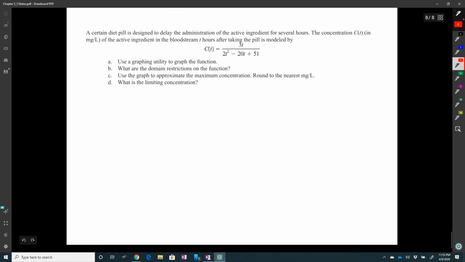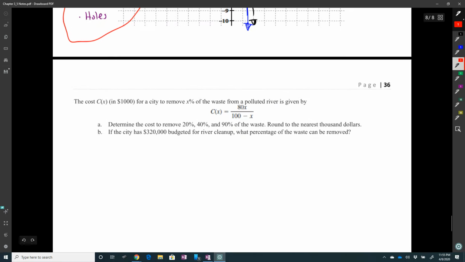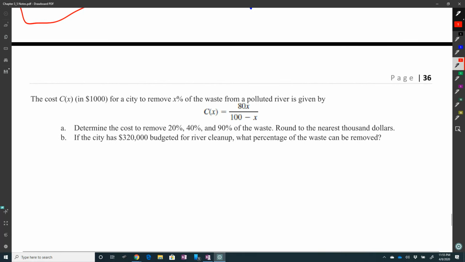All right, this last page is just 2 word problems, and they're not really bad. They just try to scare you. So let's look at this. The cost C in thousands of dollars for a city to remove X% of a waste. So when they say X%, that means it's already a percentage. You don't have to convert or anything. So it is given by this equation.